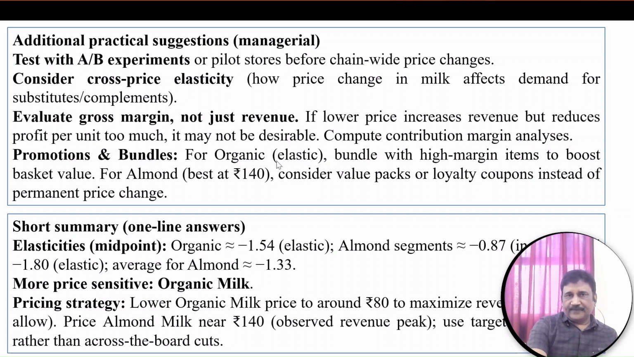Promotion and bundles. For organic, which is elastic, bundle it with high margin items to boost the basket value. For almond, best at rupees 140, consider value packs or loyalty coupons instead of permanent price changes.